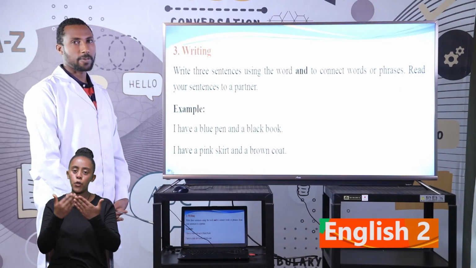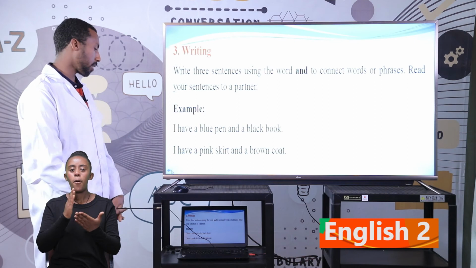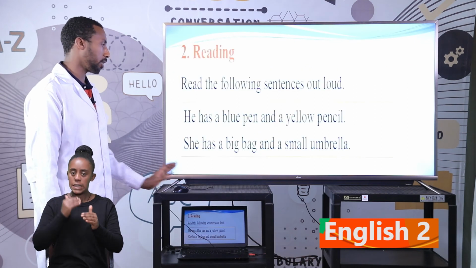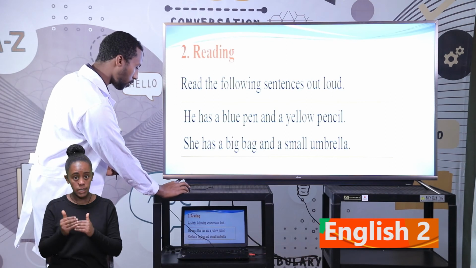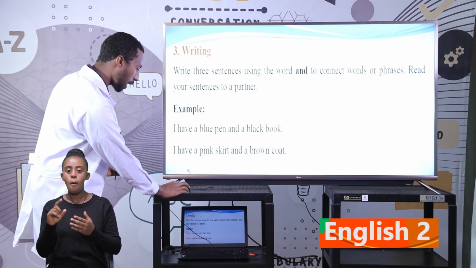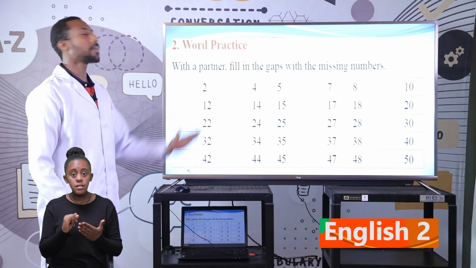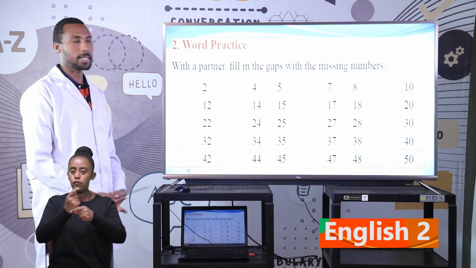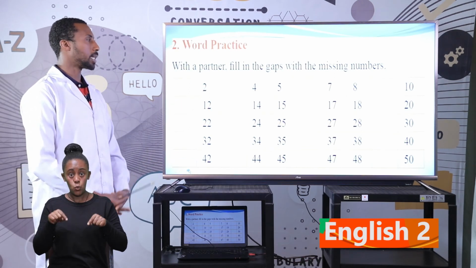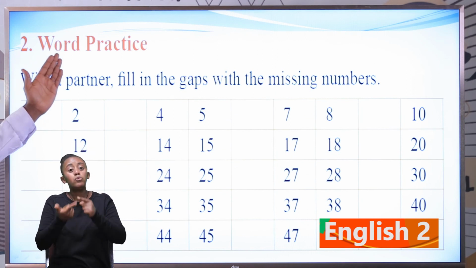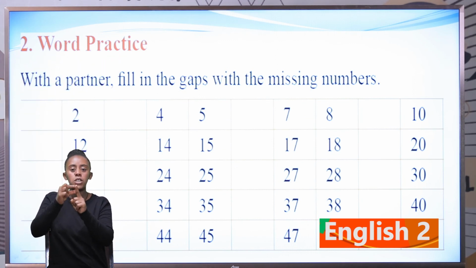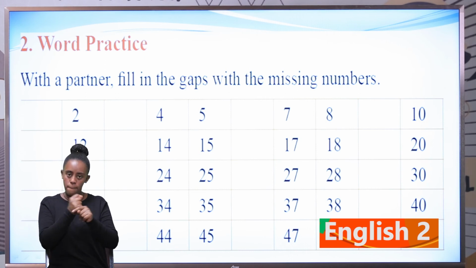Thank you, students, for your participation. Thank you very much. Let us go to the next point. This is the summary activity for today's lesson. Look at number 2. Number 2, it says what? Word practice. Students, look at the direction, please.